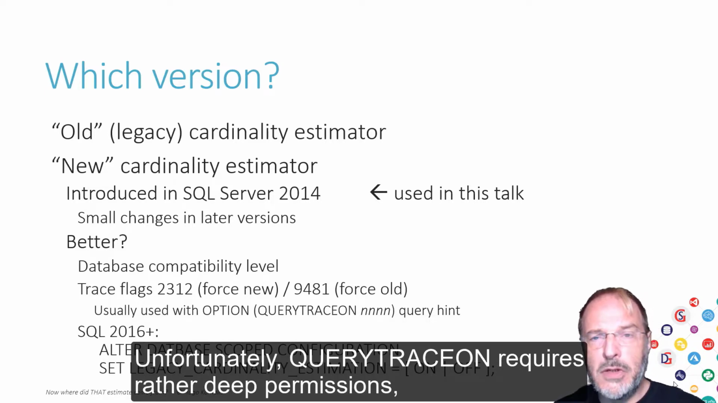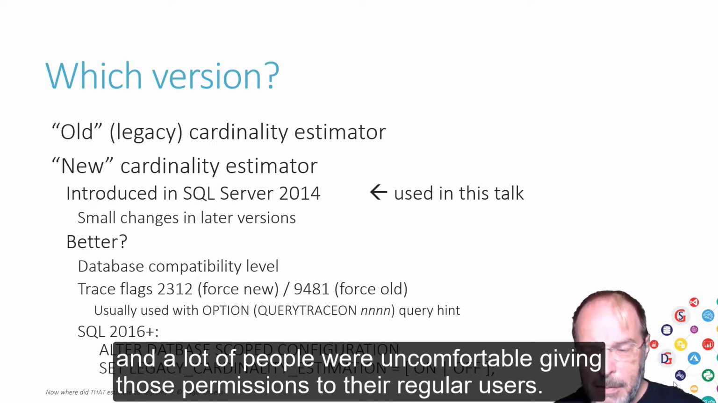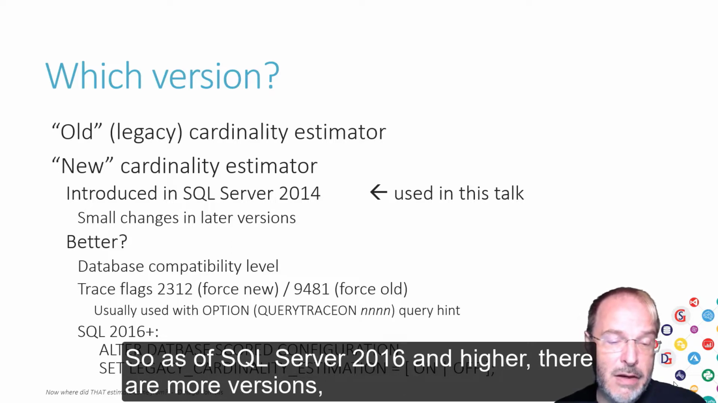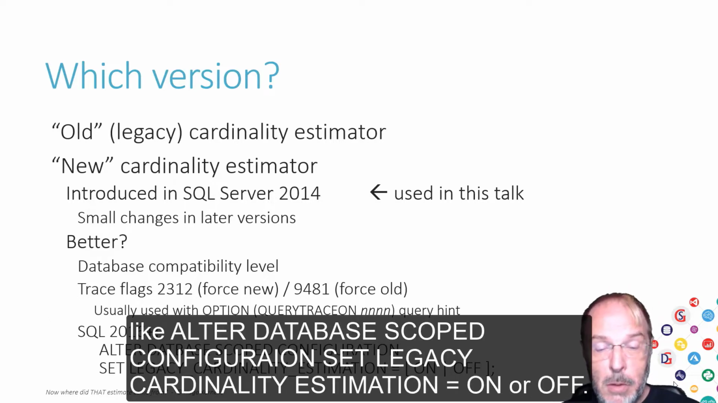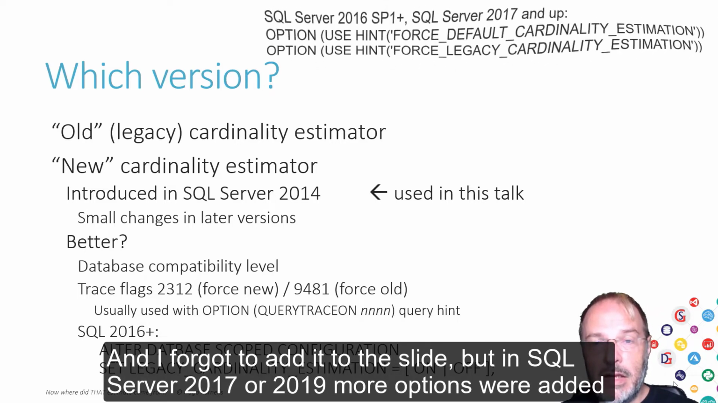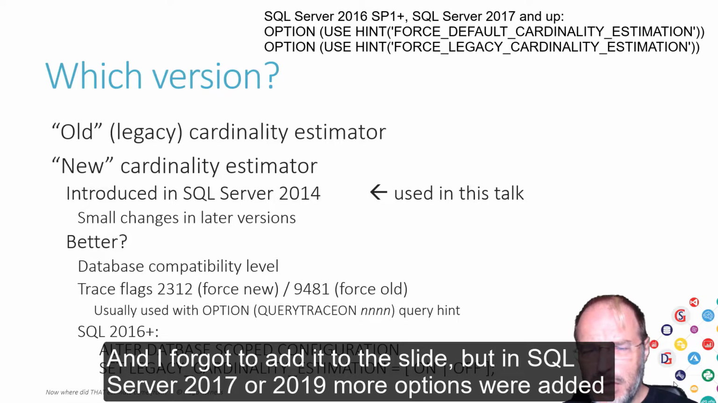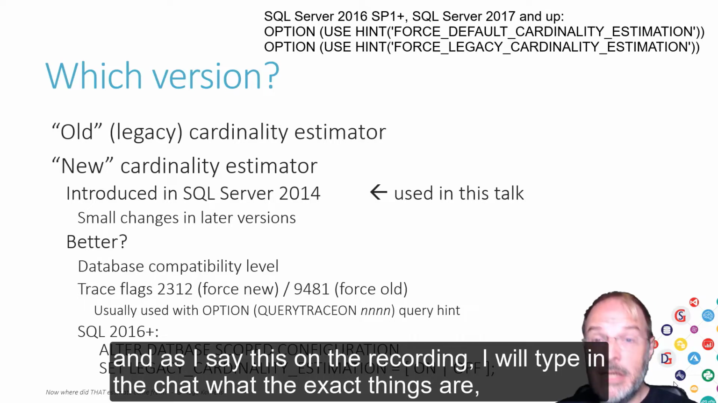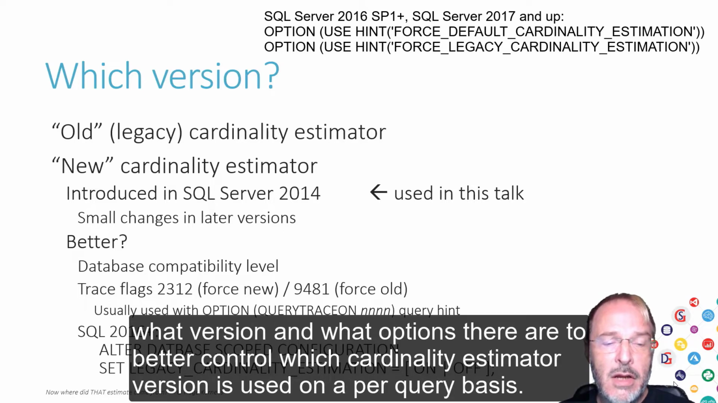Unfortunately, the QUERYTRACEON option requires rather deep permissions, and a lot of people were uncomfortable giving those permissions to their regular users. So as of SQL Server 2016 and higher, there are more versions like ALTER DATABASE SCOPED CONFIGURATION SET LEGACY_CARDINALITY_ESTIMATION is ON or OFF. And I forgot to add it to the slide, but in SQL Server 2017 or 2019, more options were added. And as I say this on the recording, I will type in the chat what the exact things are, what version and what options there are to better control which cardinality estimator version is used on a per query basis.